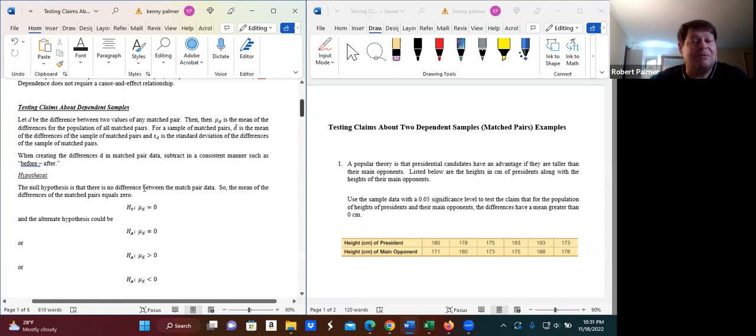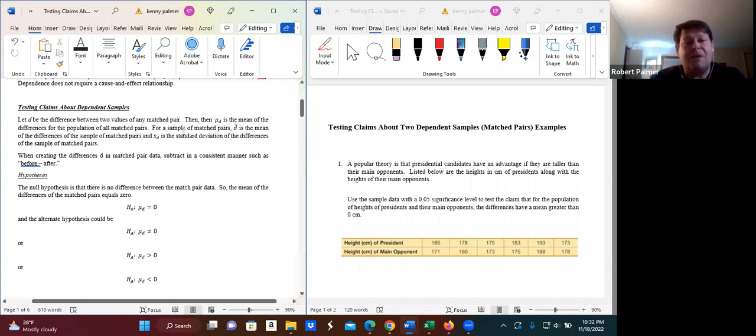So let's talk about testing claims about dependent samples. Actually, I'll just read this. It says, let d be the difference between two values of any matched pair. Remember, difference means subtract. So for each pair in the sets of data, we subtract one matched value from the other. It doesn't really matter which one we subtract from the other. Then mu d is the mean of the population of all these differences of the matched pairs, not the means of each individual data set, but the average of all these differences.